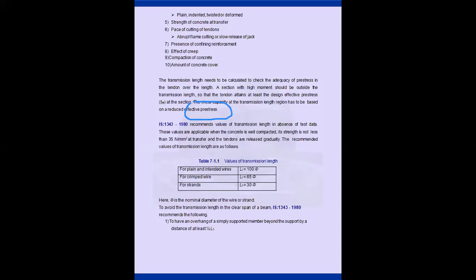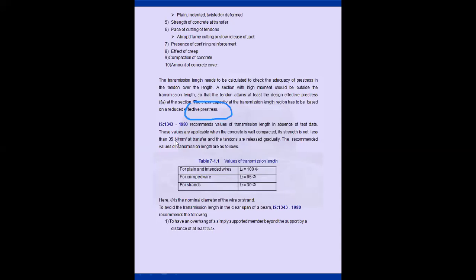There is one formula which was developed by Krishnamurthy. So he derived one empirical equation to calculate the transmission length. Those values we are going to compare with the codal values. The codal value is recommendable only when your concrete is well compacted and the strength is not less than 35 Newton per mm square.